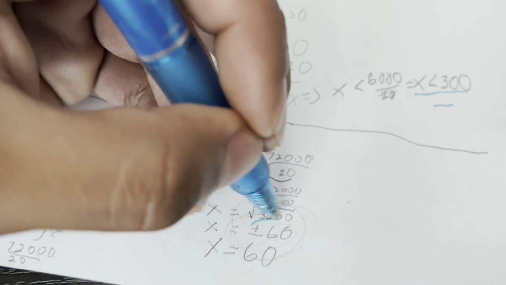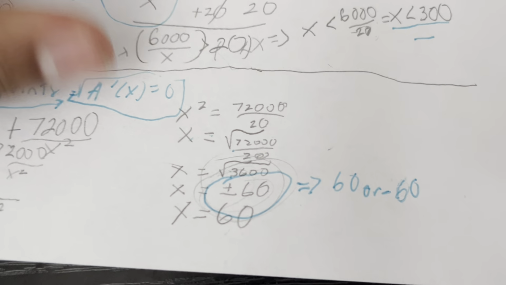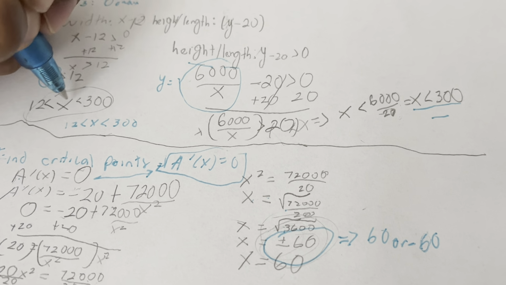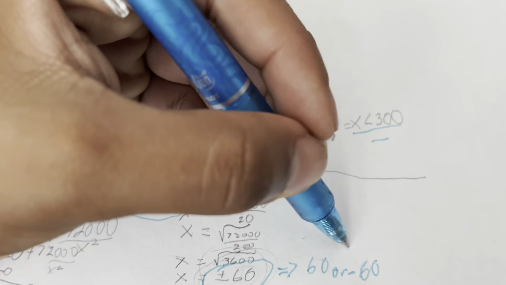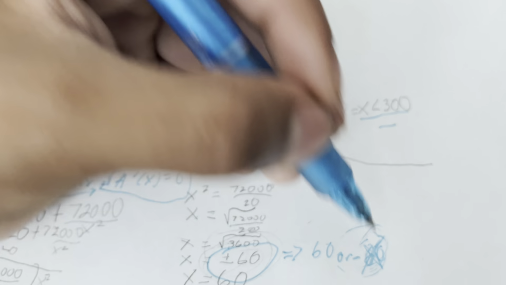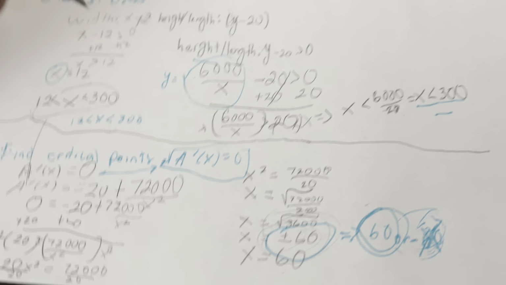We are given two answers technically, because this basically means that we have 60 or negative 60. Since negative 60 is outside the interval, we need to remind ourselves that x has to be greater than 12 and less than 300. So if it is less than 12, it's not on the interval. The only one that fits this description is 60, since it's between these two: less than 300 but also greater than 12.